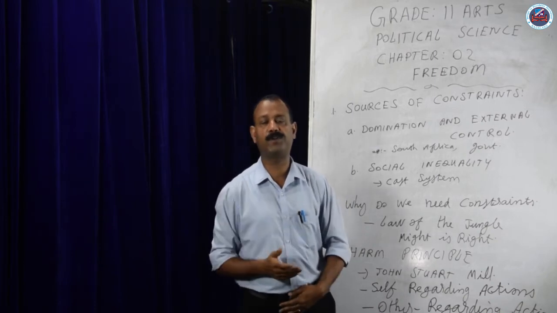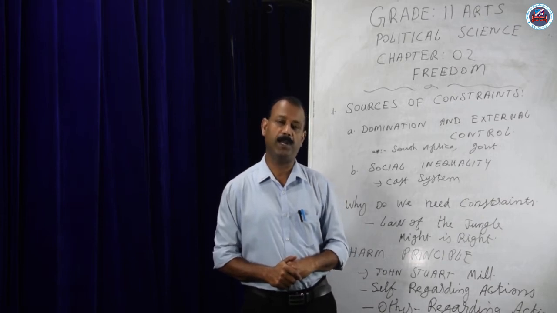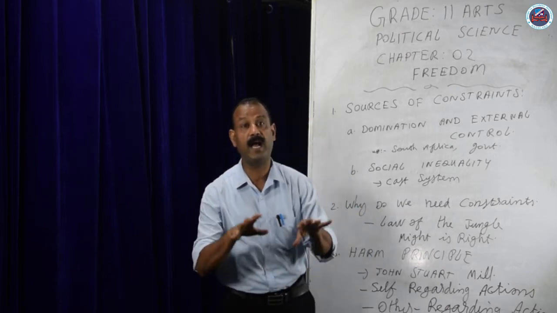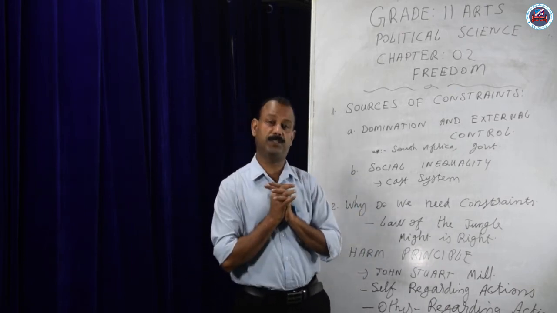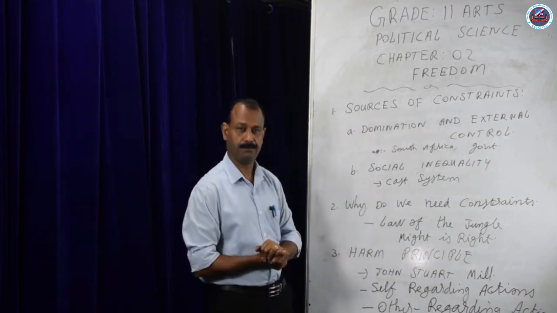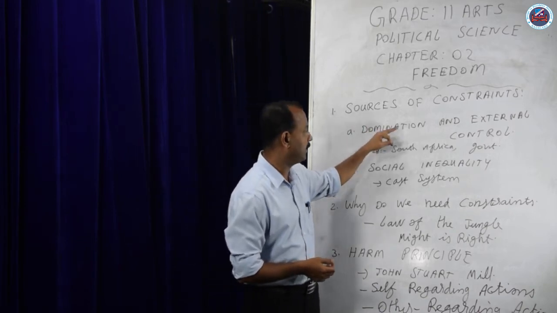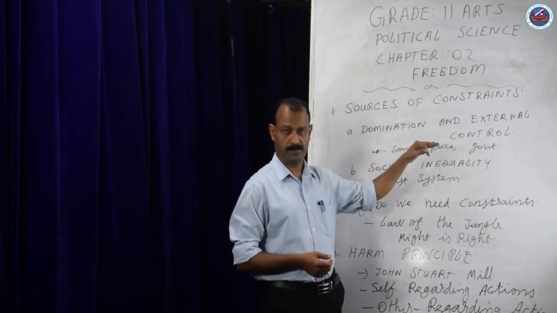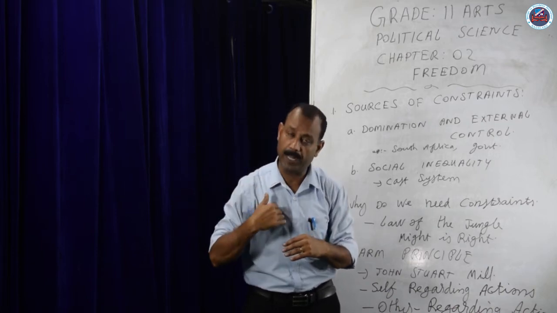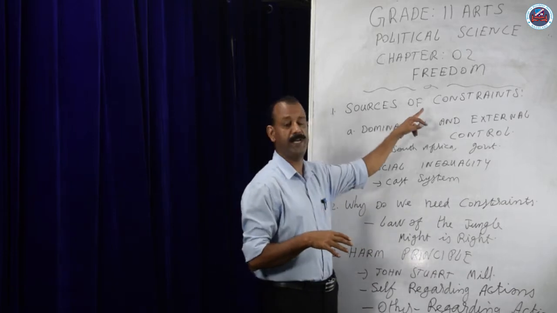I gave the examples of restrictions, like for example, in the schools we have to follow some rules and regulations. At home, parents give you some rules and regulations. They are called restrictions or constraints. What are the sources of constraints? The first source of constraint is domination and external control. External means somebody from outside is controlling us and dominating us. Then we will have constraints.